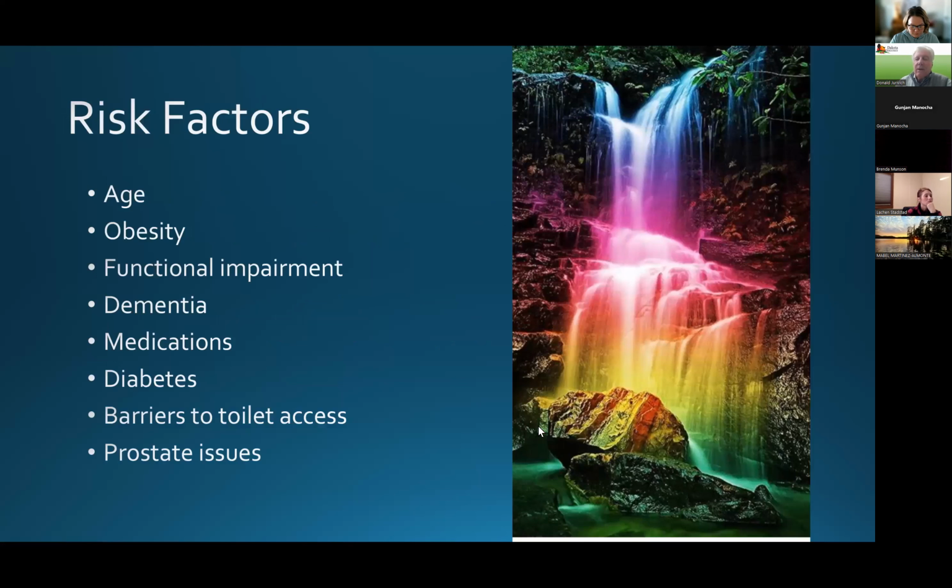So the risk factors are clearly age, obesity, so high BMI, probably even more so functional impairment. So if you just can't get up and get to the bathroom, you're going to have accidents, such as stress or urge incontinence. Memory impairment predisposes to urinary incontinence. Medications, so if you're on water pills in particular, diabetes and neuropathies associated with that, potential barriers to toilet access, such as being on a long road trip, and then also prostate issues for men.